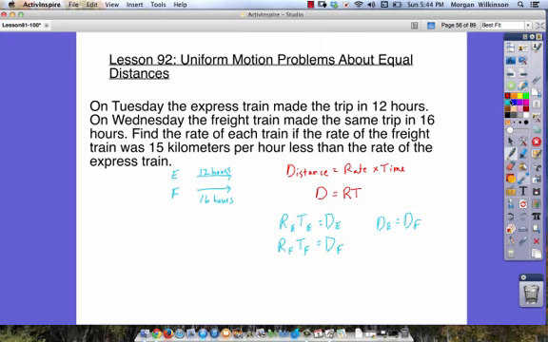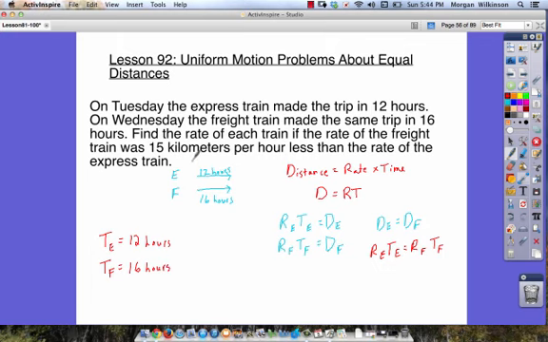Another way we can say the exact same thing is to say the rate of the express train times the time of the express train is going to equal the rate of the freight train times the time of the freight train. And taking this step is the key part of solving this problem. We're given that the express train made the trip in 12 hours, so the time of the express train, T sub E, equals 12 hours. And the time of the freight train is 16 hours.